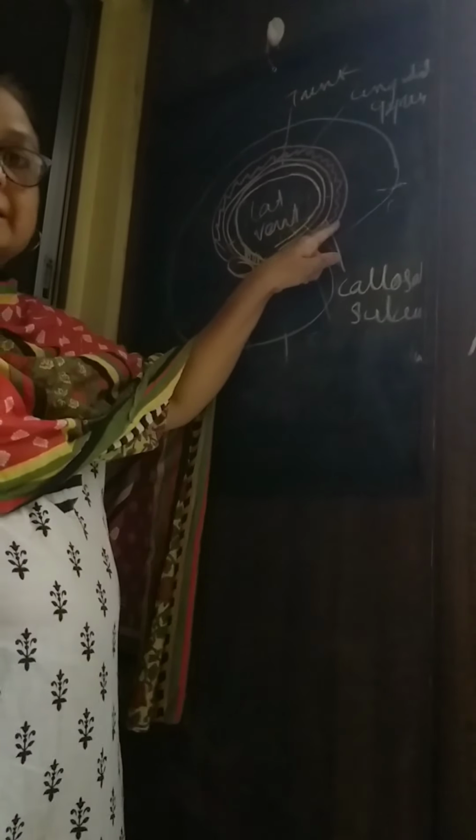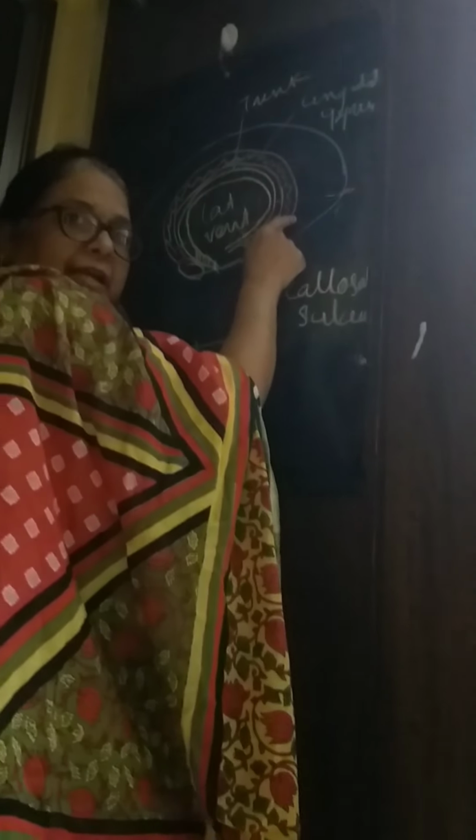Above the cingulate gyrus, again there is another sulcus which is present, and this is called the cingulate sulcus. So we have the corpus callosum, we have the callosal sulcus, we have the cingulate gyrus, and we have the cingulate sulcus.